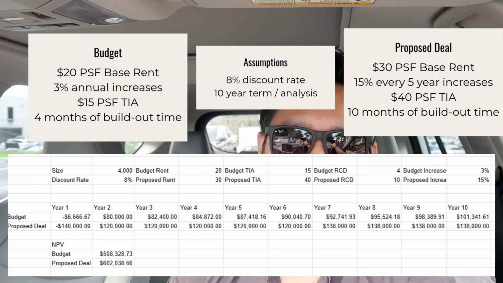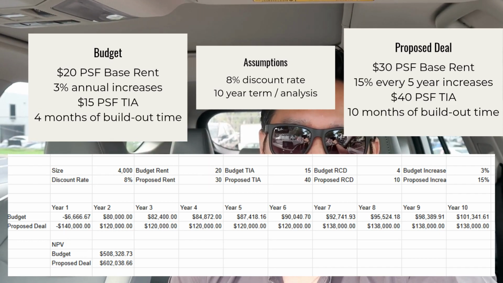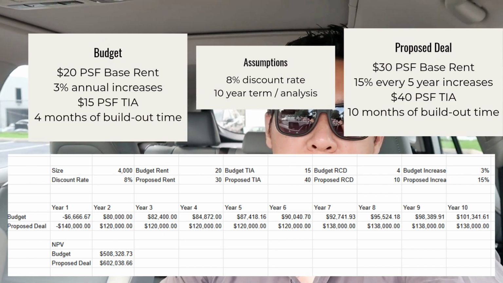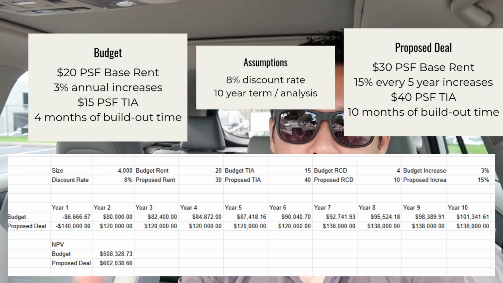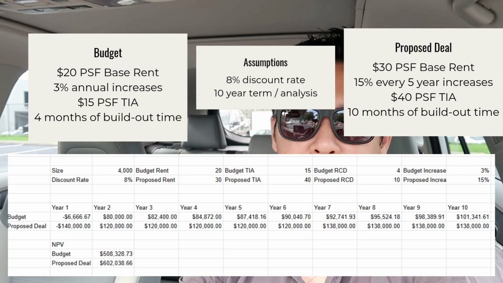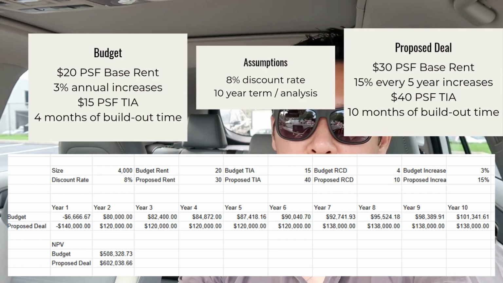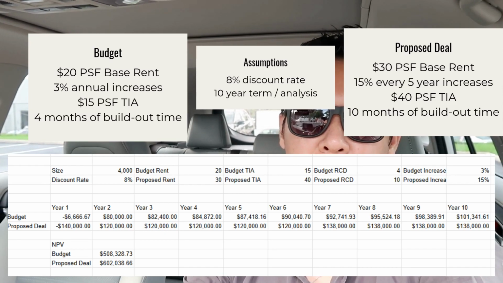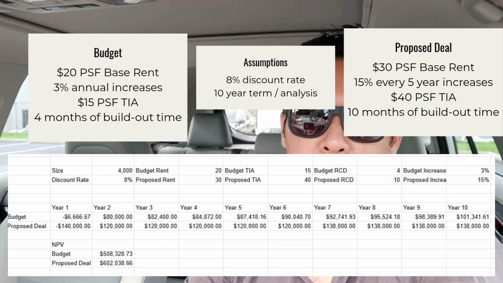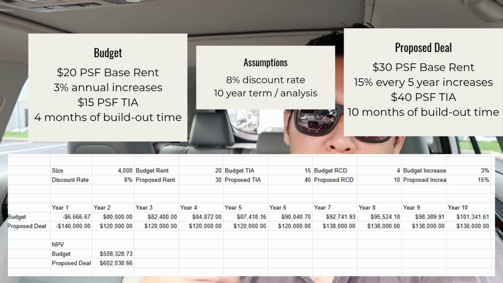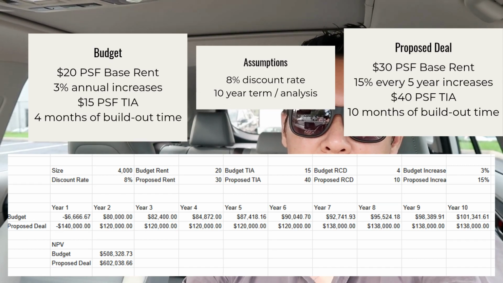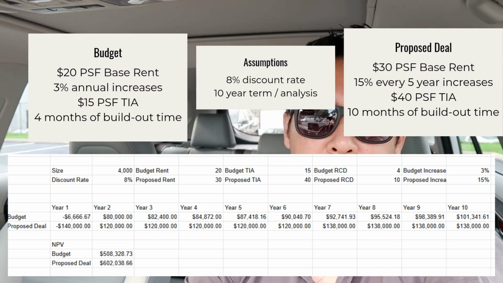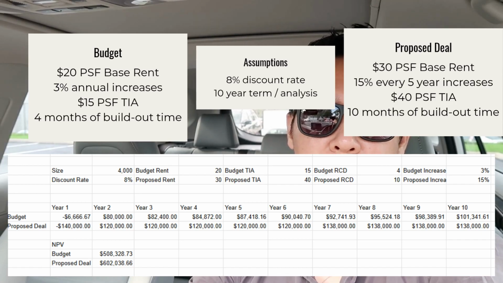But you use your NPV formula in Excel, and let's say we use an 8% discount rate. Now you build out your baseline budget at $20 a foot with the 4 months of downtime and the $15 a foot tenant improvement allowance. You bring that out 10 years and you do the same with the proposed deal, and then you apply the NPV formula, and it'll give you a whole dollar number of, hey, this is the net present value of the proposed deal, and this is the net present value of the budgeted deal. So then that's going to really help you, your asset manager and your owner make a decision, which one do you really want to go with.